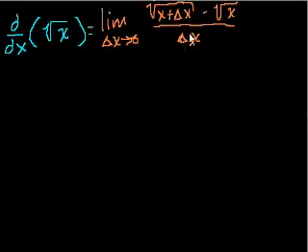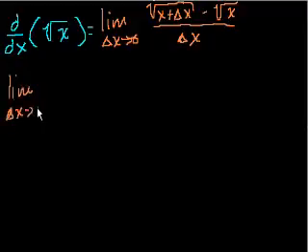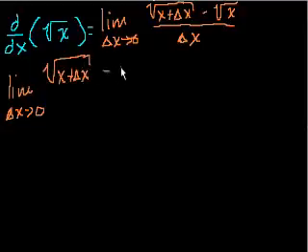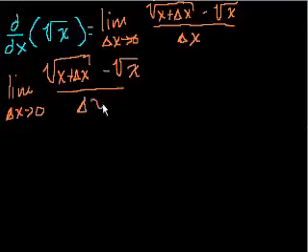So right now when I look at that, there's not much simplification I can do to make this come out with something meaningful. I'm going to multiply the numerator and the denominator by the conjugate of the numerator. So what do I mean by that? Let me rewrite it. Limit as delta x approaches 0. I'm just rewriting what I have here. So I said the square root of x plus delta x minus square root of x, all of that over delta x.